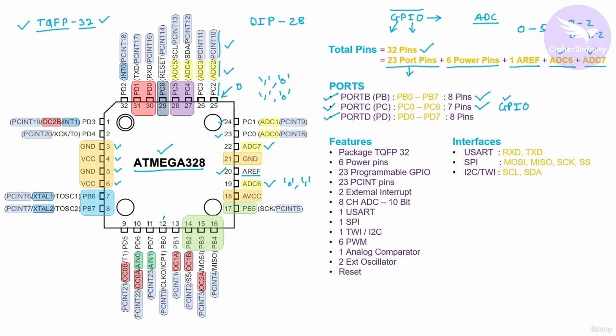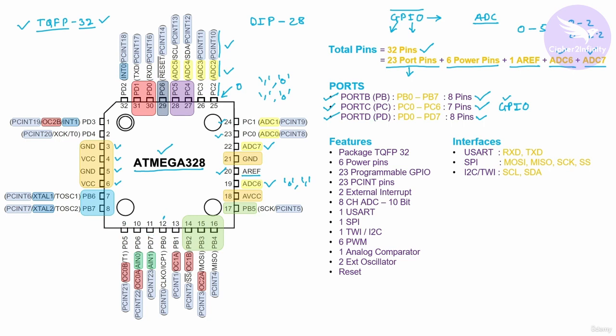And after that, the last port is port D, and again this particular port includes a total of 8 pins. So I will show you port D's pins now. So PD0, PD1, PD2, then PD3, PD4, then PD5, PD6, PD7. So these are the total 8 pins of port D.